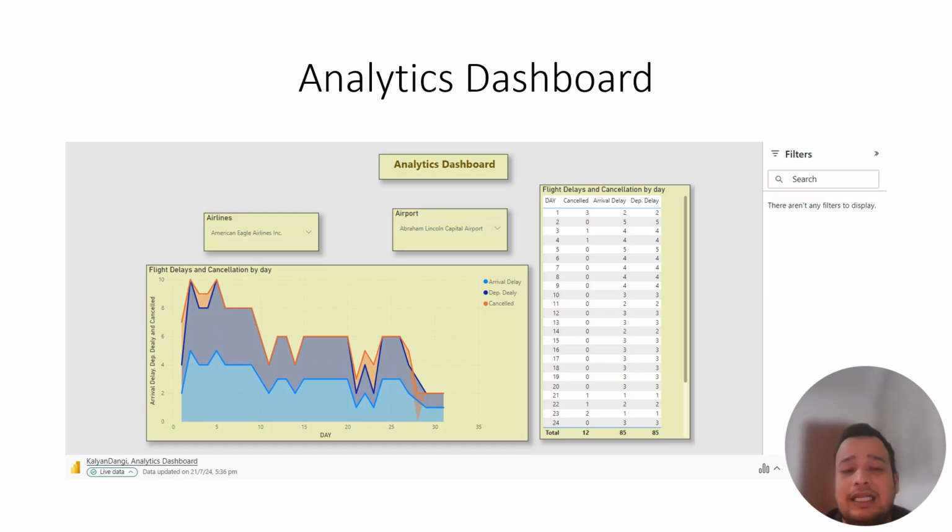In the analytics dashboard, we analyze the relationship and ranges for various flight metrics. Our findings reveal that arrival delays and departure delays are positively correlated, meaning that as one increases, the other tends to increase as well. Across the 31 days of January, the data shows that arrival delays range from 1 to 5 minutes. Departure delays also range from 1 to 5 minutes, and cancellations range from 0 to 3.